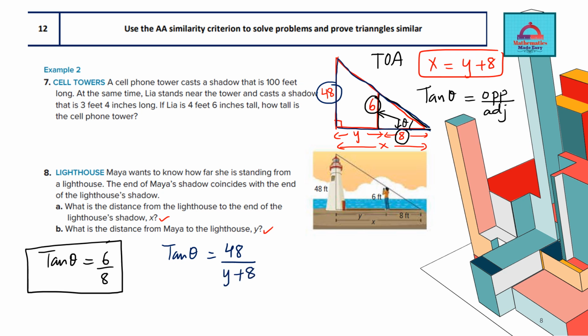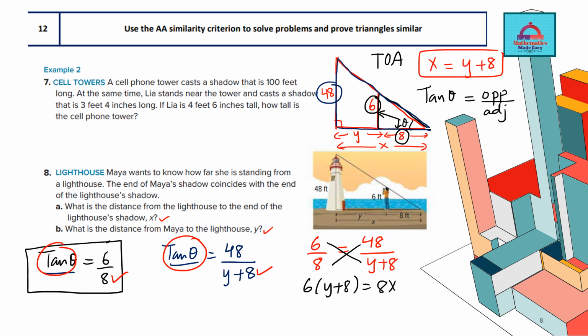Okay, now both the values are equal to tan theta. You can see this left side and this left side is equal, so this right side and this right side is also going to be equal. So I will use cross multiplication to simplify this expression. Let us cross multiply and simplify. So this gives you 6 times y plus 8 is going to be 8 multiplied with 48, or y plus 8 is going to be 8 multiplied with 48 divided by 6. When you simplify this and solve, it comes out to be 64.